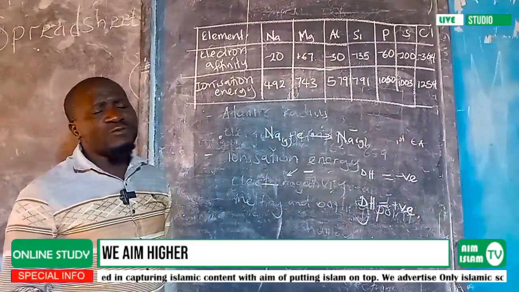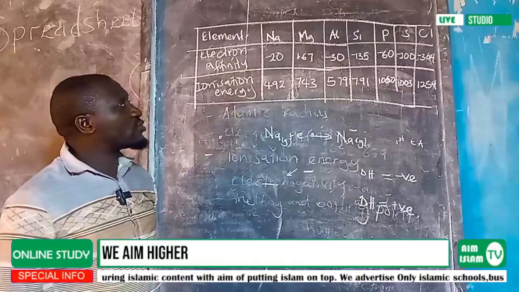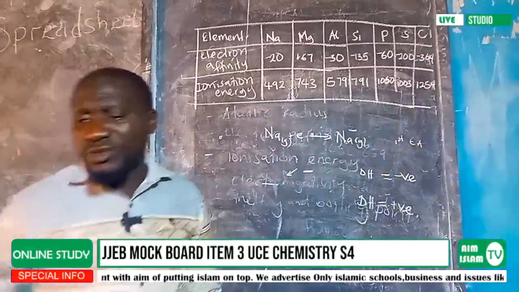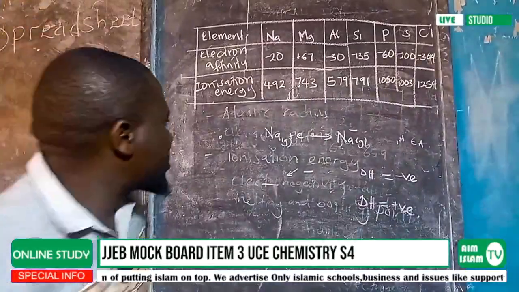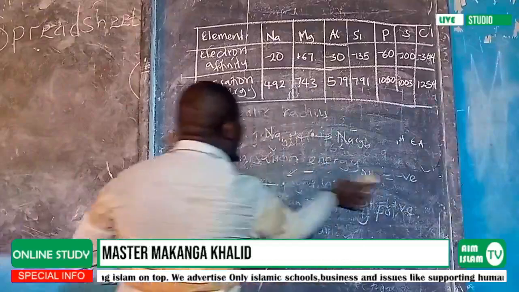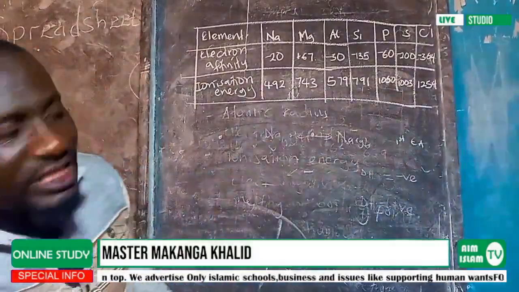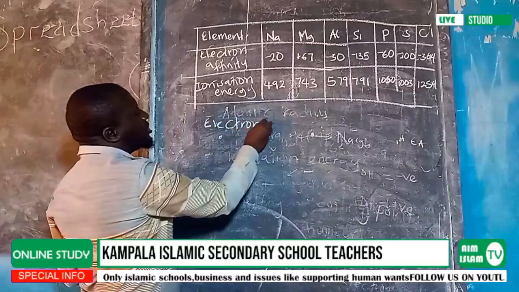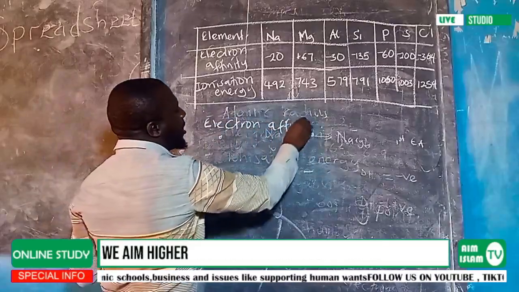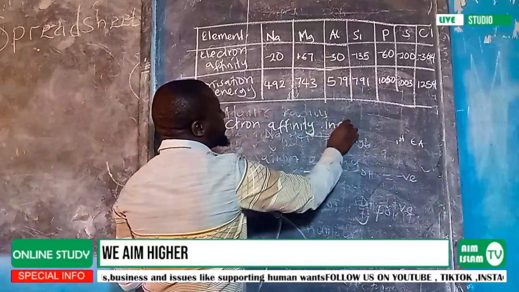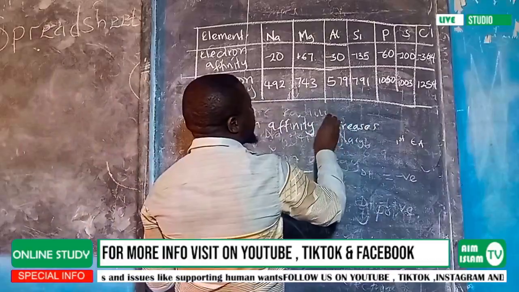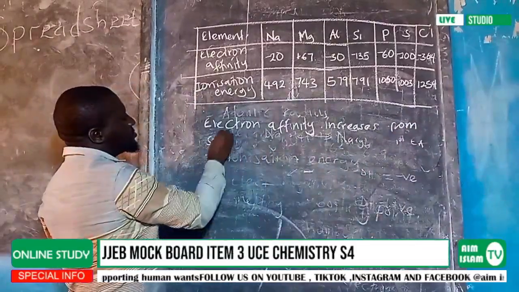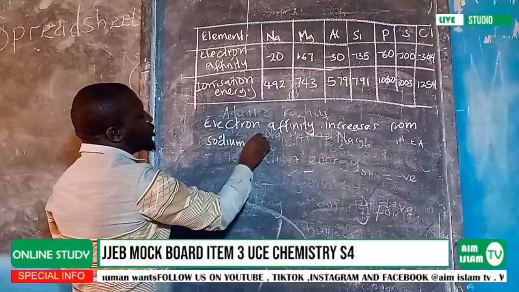Then I need to give the reason why there is that increase in electron affinity. So what brings about that increase? You first state the trend, and the trend is that electron affinity increases from sodium to chlorine.